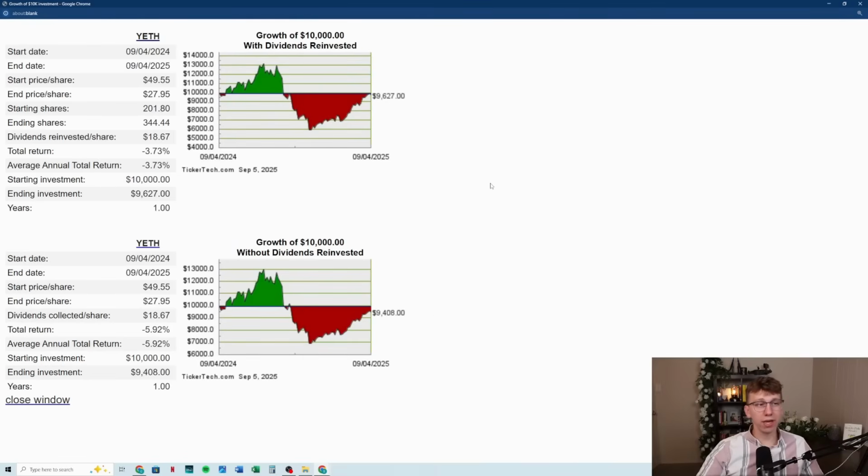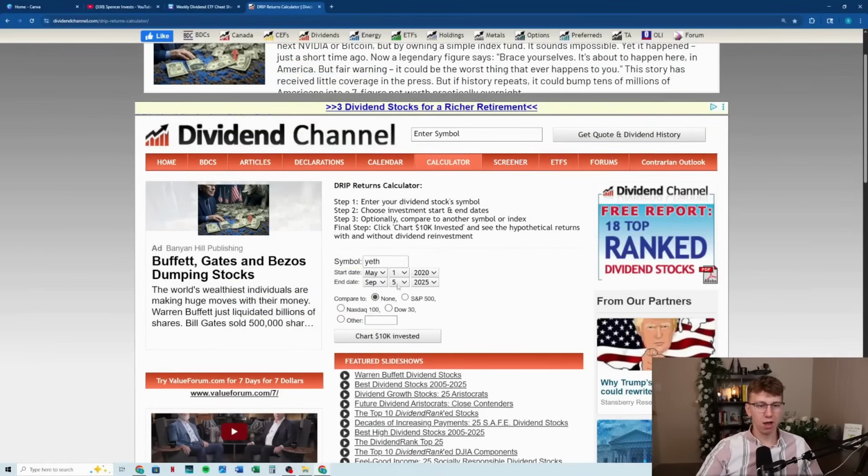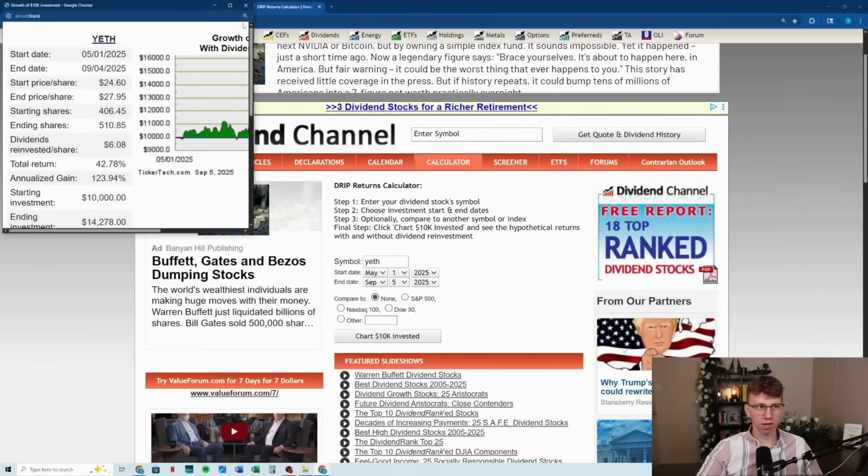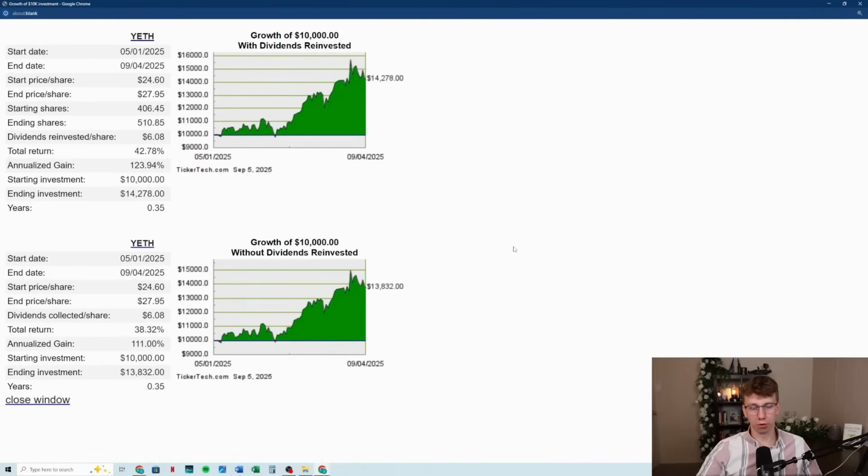But since going to weekly, we've seen a crazy shift. It was really green at one point, then it went into the red. But the minute you jump forward and you go to like May of this year, and you start tracking, it gets super, super green. And with dividends reinvested on a weekly basis, boom, there you go. So it's been absolutely doing amazing. So I would say I'm going to choose YETH for this one.